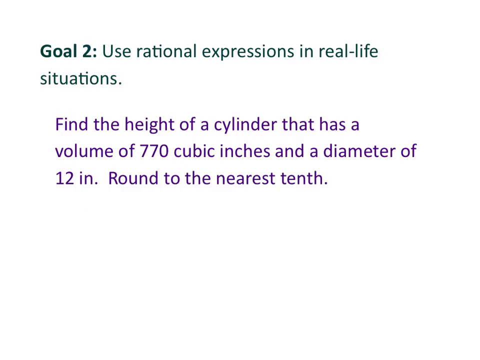Goal number 2, use rational expressions in real-life situations. So you will see some word problems also when you look at some practice problems. So here, for this example, we want to find the height of a cylinder that has a volume of 770 cubic inches and a diameter of 12 inches. Please round your answer to the nearest tenth. So first off, what is the formula for volume of a cylinder? Well, for volume of a cylinder, we have pi times r squared times the height. So r again is the radius.